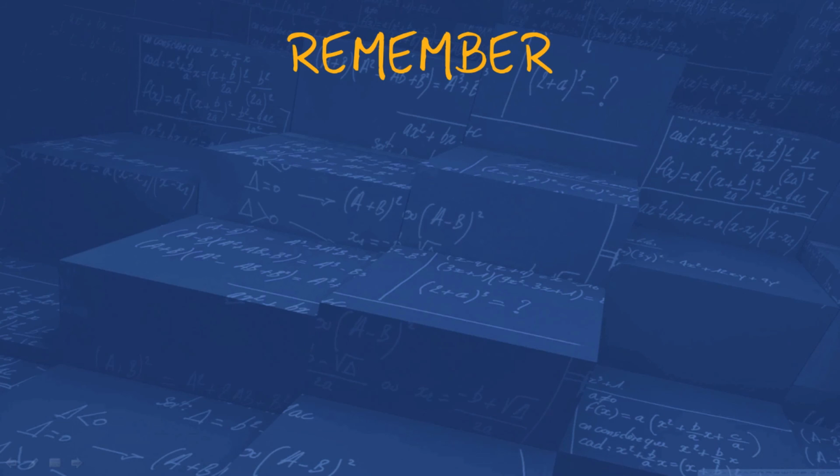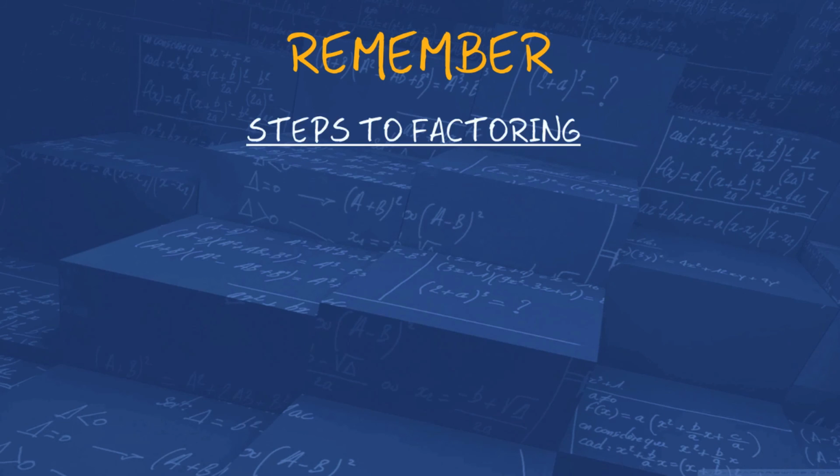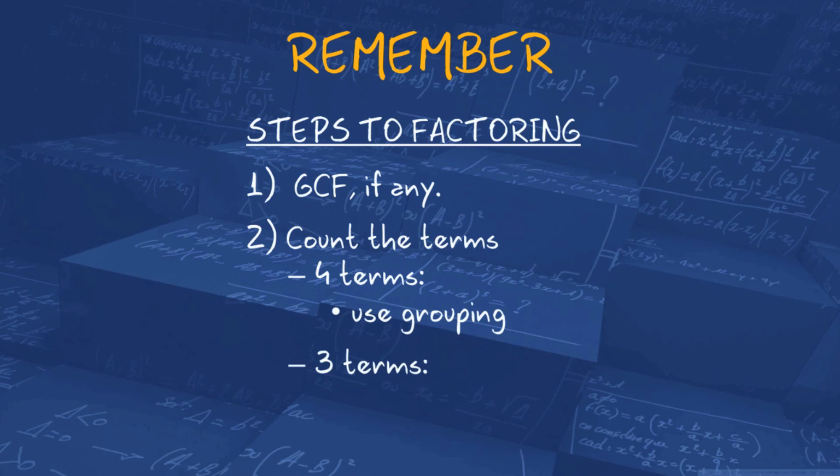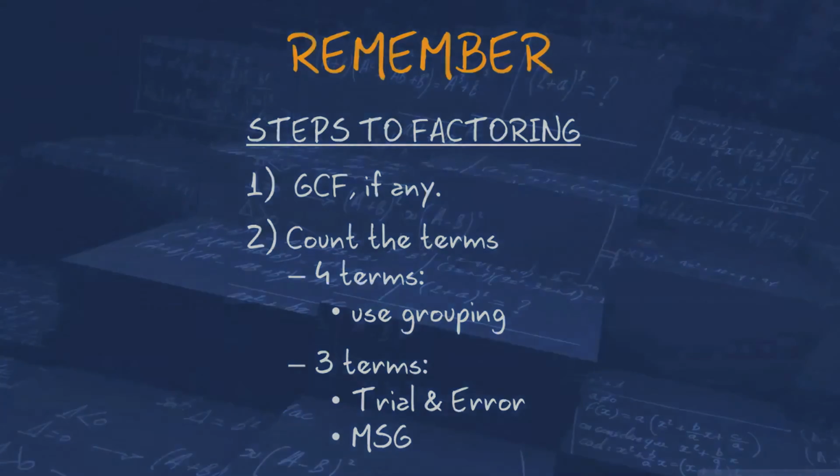So to remember a few things about factoring, once you have your polynomial in descending powers, look for a GCF. It may or may not have one, but you need to look first. Then count the terms. If you have 4 terms, that means you can use grouping. 3 terms, if you don't have a coefficient other than 1, or if you do have a coefficient of 1, you can use the trial and error or the multiply, split, and group method, affectionately known as the MSG.